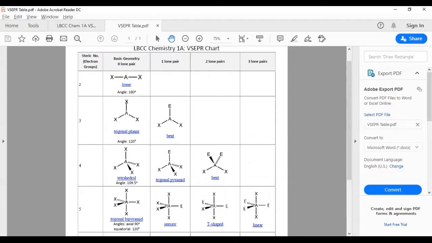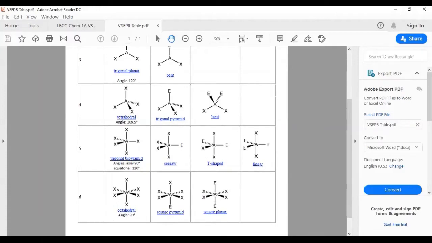Now, it may be that when you draw your Lewis structure, you will find that some of the electron group positions are occupied by lone pairs. So this table allows you to skip over to wherever you need to. For example, if you have 3 electron groups, but one of them is a lone pair, you have this structure here. It's still a trigonal planar electron group arrangement, but the shape of the molecule is actually bent.